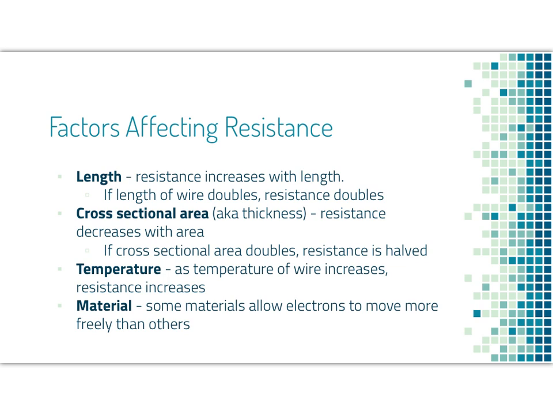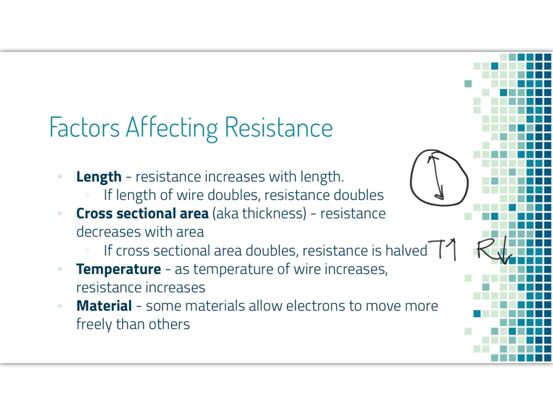The cross-sectional area, aka the thickness. Resistance decreases with an increase in area. We just saw that thicker wire has a lower resistance. So if the cross-sectional area of a wire doubles, again, that's this area doubles, the resistance is halved. Again, as the thickness increases, resistance decreases.